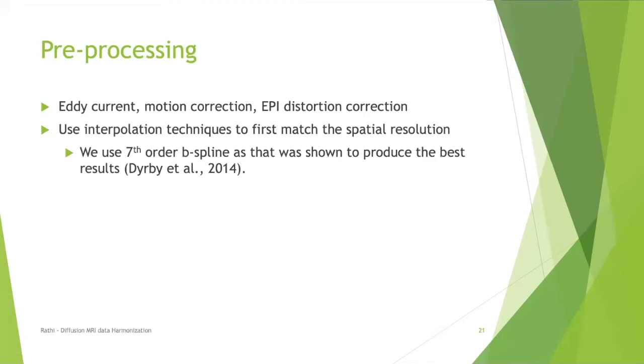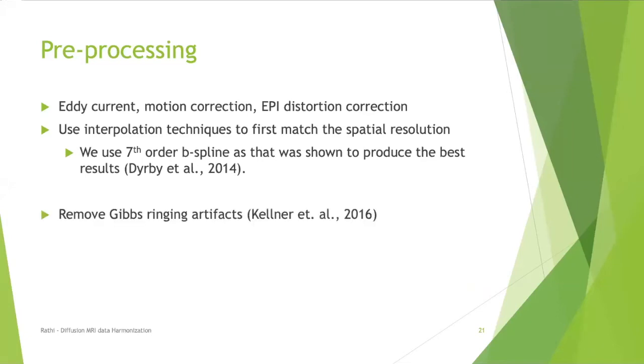In case you have differences in the spatial resolution, we have used a 7th order B-spline to fit the data, to interpolate the data. This was based on work from Derby et al., where they have shown that the 7th order B-spline gives very good results comparable to what you would acquire in vivo. So you can use them very robustly, and we remove the Gibbs artifact.